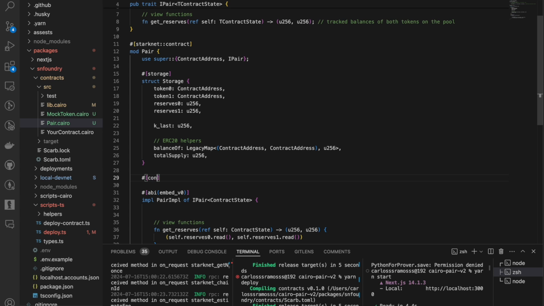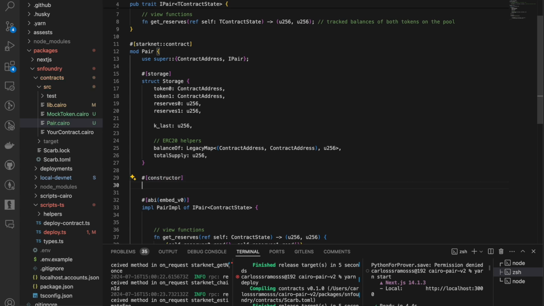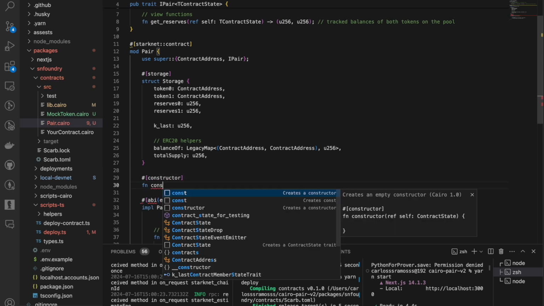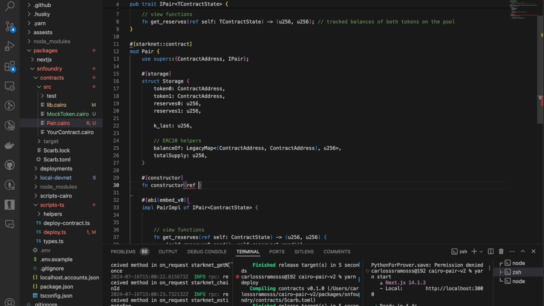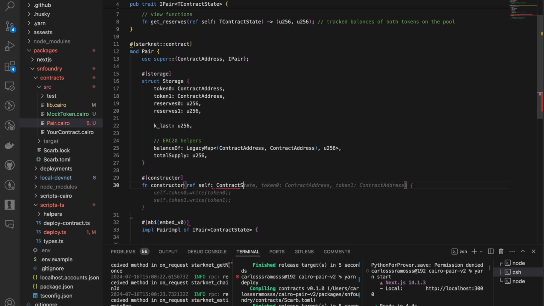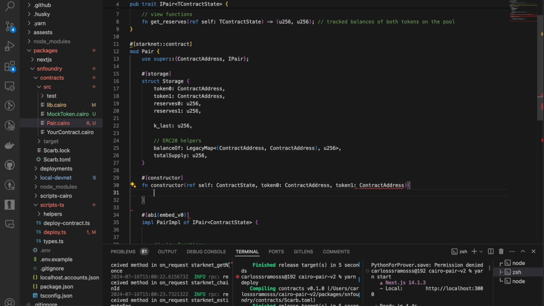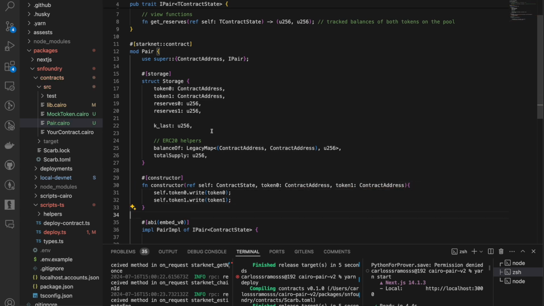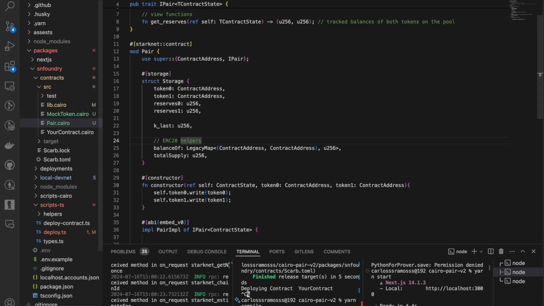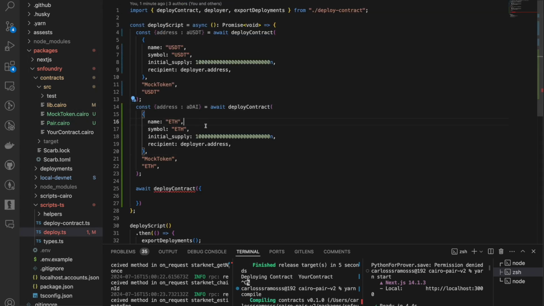So we define our constructor with this tag here, and we do constructor in StarkNet, and we do ref of contract state, and we're going to pass basically the most important components of this contract, which are token 0 and token 1. Then we will just write them to their corresponding storage slots. Let's just check if this compiles. Seems like it's all good. We can keep going. Now let's take a look at the deployment.